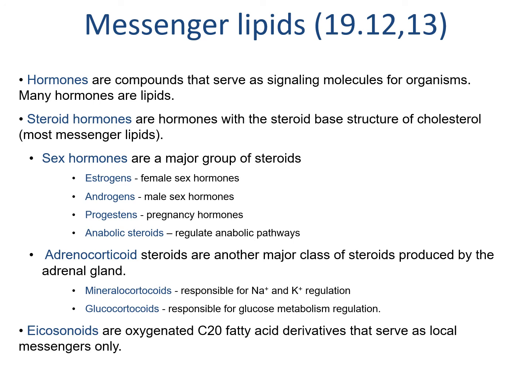Not all messenger lipids are hormones. Fatty acids can actually be modified to become short-range messengers, which we call eicosanoids. They serve as messengers within a specific tissue, but not across the whole body like hormones. So eicosanoids are just another example of a messenger lipid that's really only for a small range of tissues.